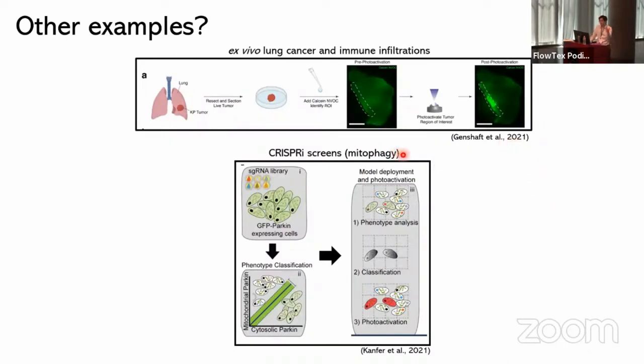Soon after we published our paper, there were other groups that released very similar approaches. For example, this group here, Jens Schaft et al., looked at ex vivo lung cancer models. They stained the lung cancer model with a dye, did imaging, and then optically labeled certain regions of the tumor to isolate them and look at infiltrating immune cells, for example.